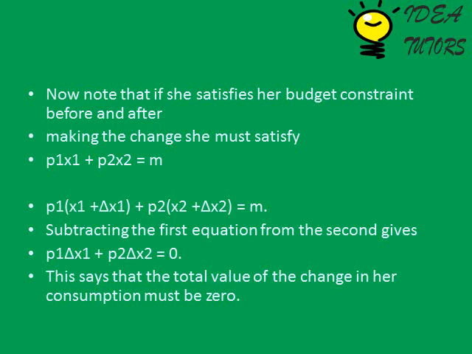Now we will subtract these two equations, the equation in the third bullet and that in the fourth one. Subtracting the first equation from the second gives us p1 into change in x1 plus p2 into change in x2 is equal to 0. This means that the total value of the change in consumption must be 0, because income is the same.